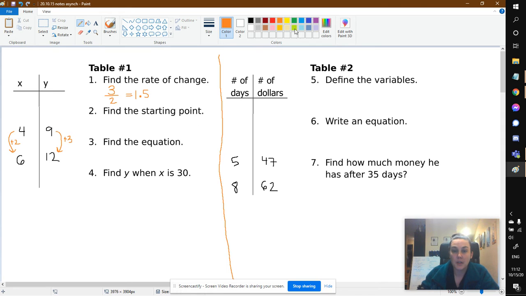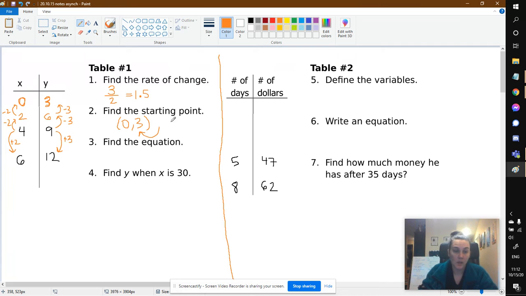Find the starting point. We've got 2 ways to do this. We've got the table way, and we've got the equation way. Let's do the table way first. If I start at 4 and I go down 2, and then I start at 9 and I go down 3, I'm just basically using the slope but backwards. I'll do the same here, and I'll do the same here. So my starting point was 0, 3, or just 3.